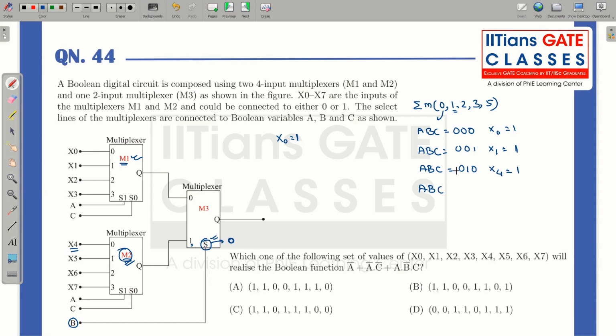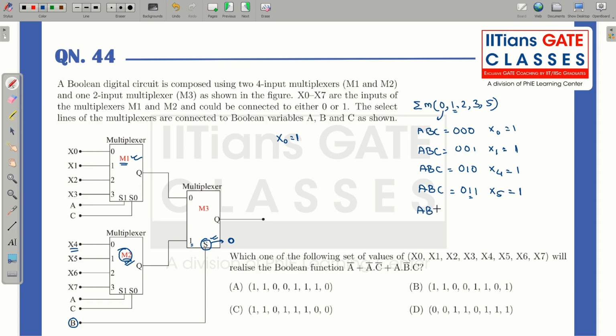Next value of ABC is 3. So that is 0, 1, 1. Once again, you can see B value is 1. So when B is 1, M2 will be selected. And from X4 to X7, which input will go to output? So A value is 0, C value is 1. So X5 will go from the input side to output. So x5 will remain 1.